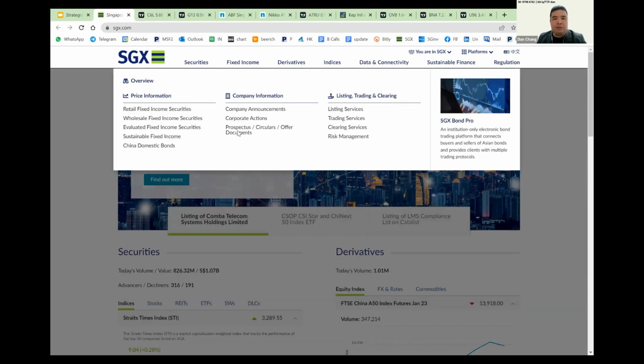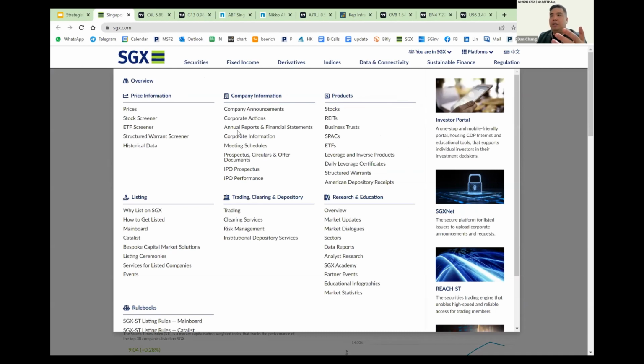So this is the website you need to be on, and maybe I'll just add on a bit. Let's say, for example, you don't know what REITs are, you want to know more about REITs, you want to know more about business trusts, what's the difference between a REIT and a business trust, and some of the products on SGX. You can also click on more. They have a very comprehensive explanation of what they are.